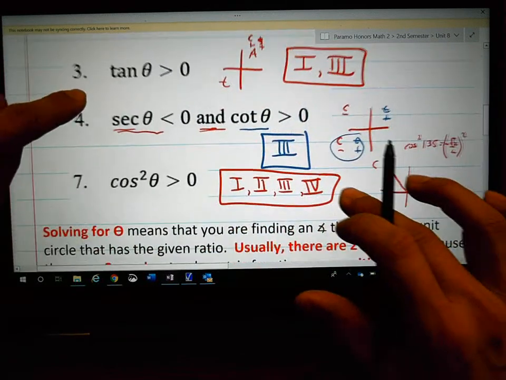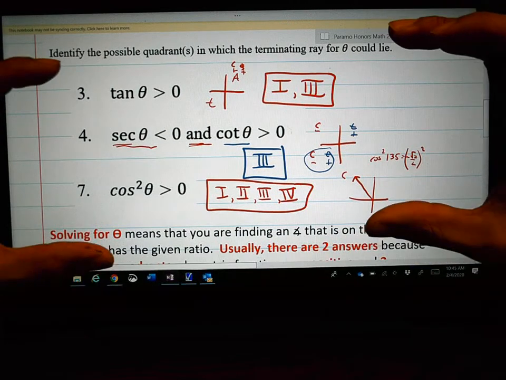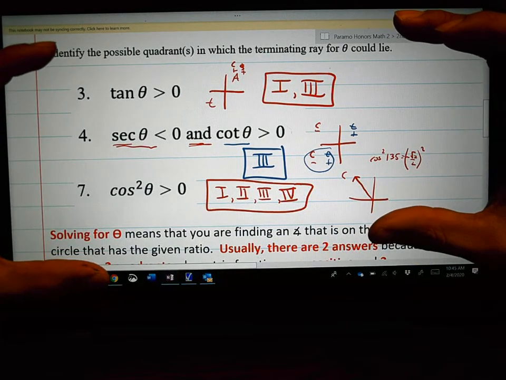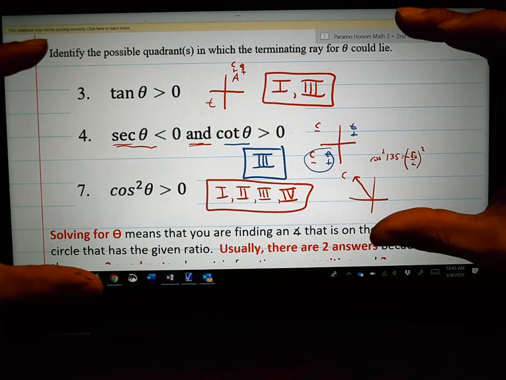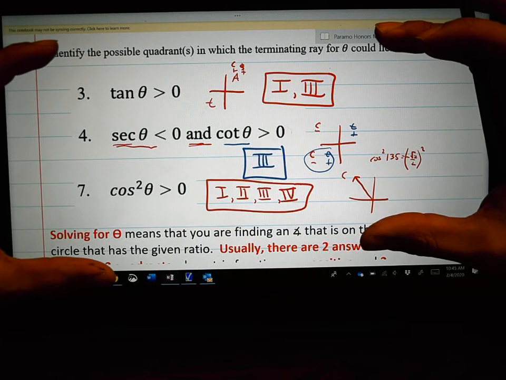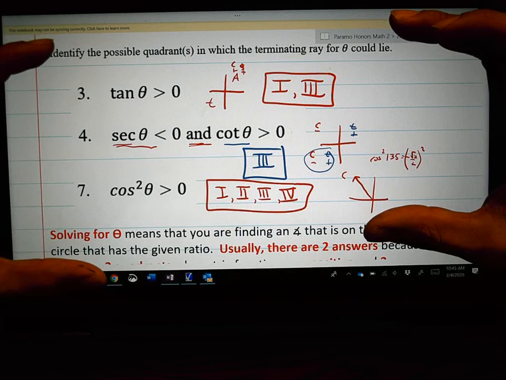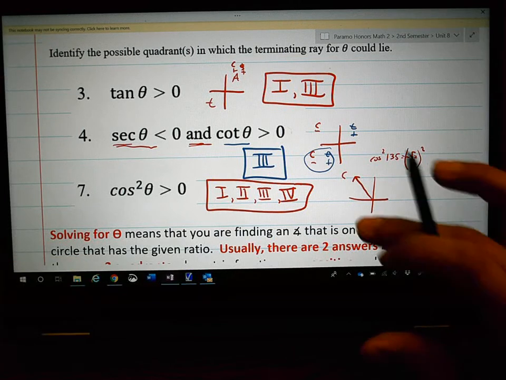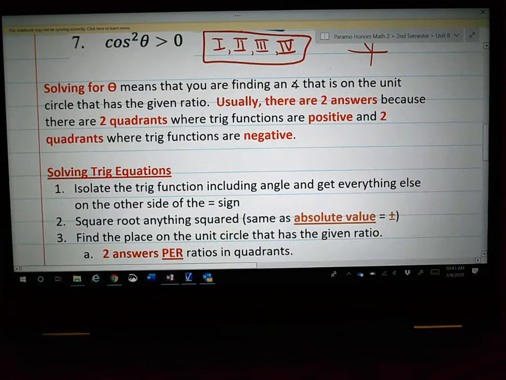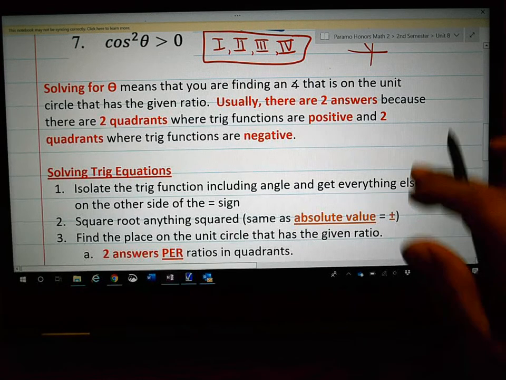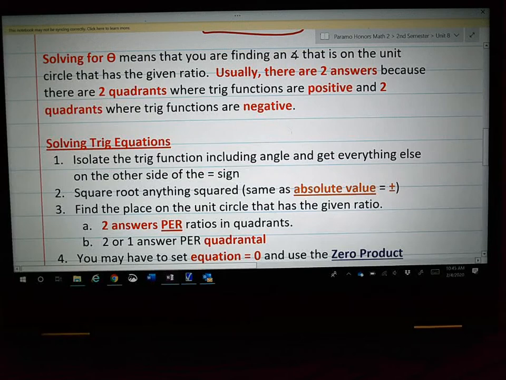So, the first minor idea that is on your test comes from these 3 questions. You've got to know what's negative where. The major idea in this section that you all have to get really good at, I want to say there's 2 or 3 of these on your test, whereas up above there might be only 1 or 2, is do you know how to solve for theta? Can you figure out what angle gives you this ratio?